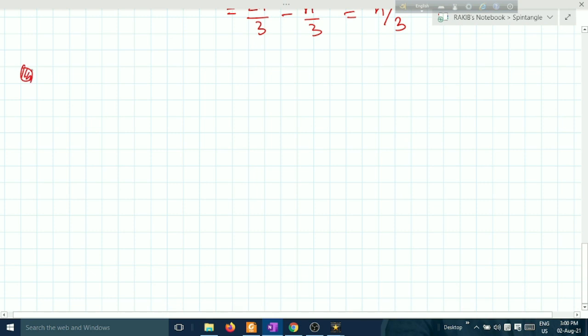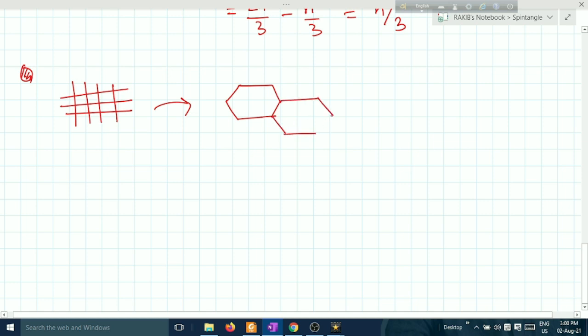Okay, let's take another example of a two-dimensional problem. In the first problem, what we discussed was a square lattice. Now we are taking this problem in another manner, taking a hexagonal lattice. Let me draw it. This is a hexagonal lattice.